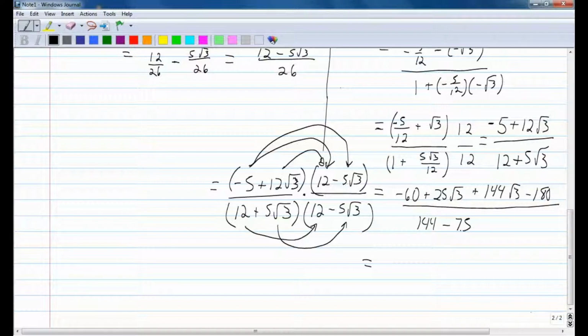minus 75. Alright, when you multiply conjugates together, you can use a shortcut. You don't have to FOIL it out all the way. You say the first terms times each other and the last terms times each other. Alright, so it's going to give me negative 240 plus 169 square roots of 3 over 144 minus 75 is what? 25 and 44.